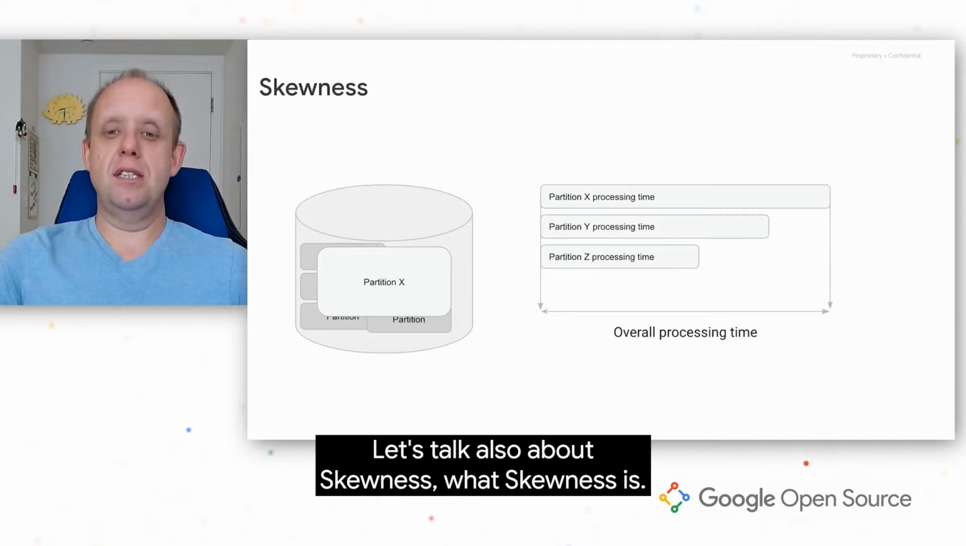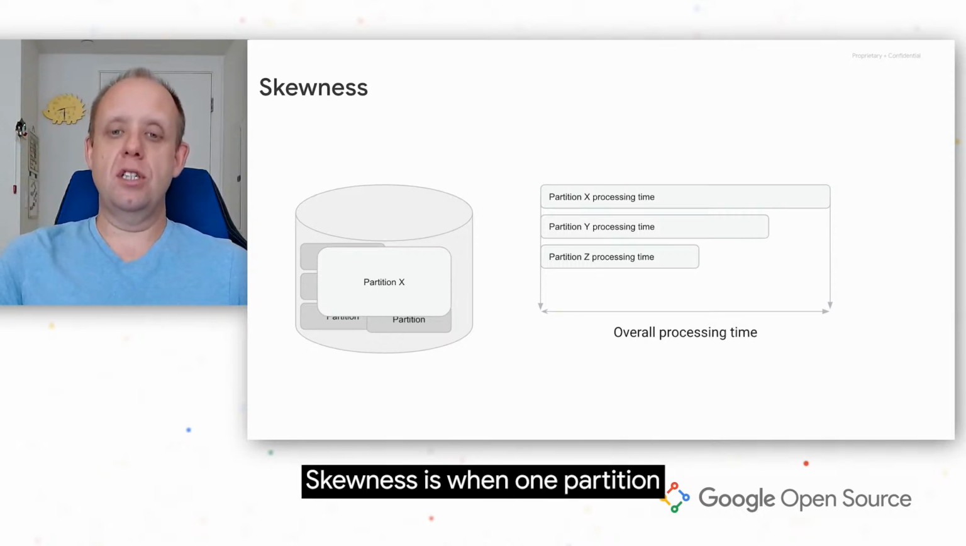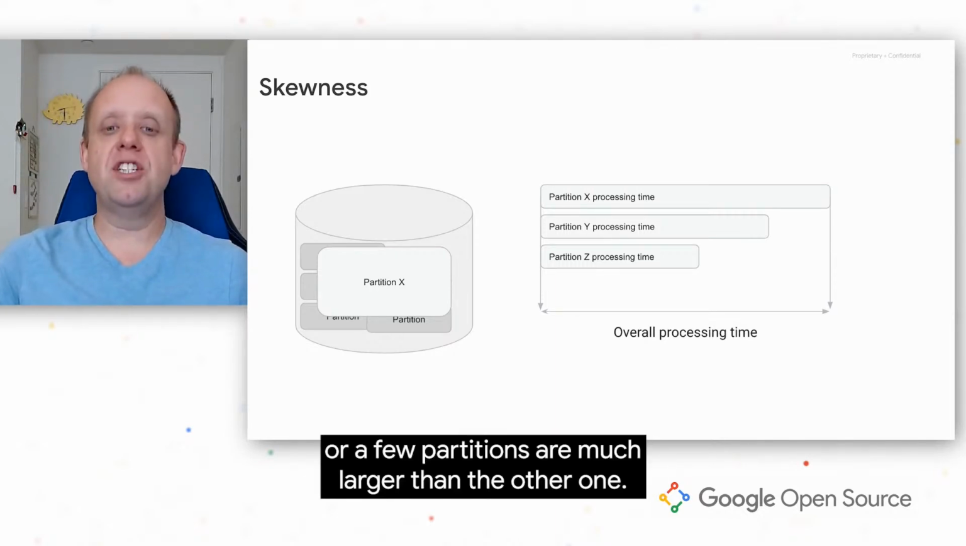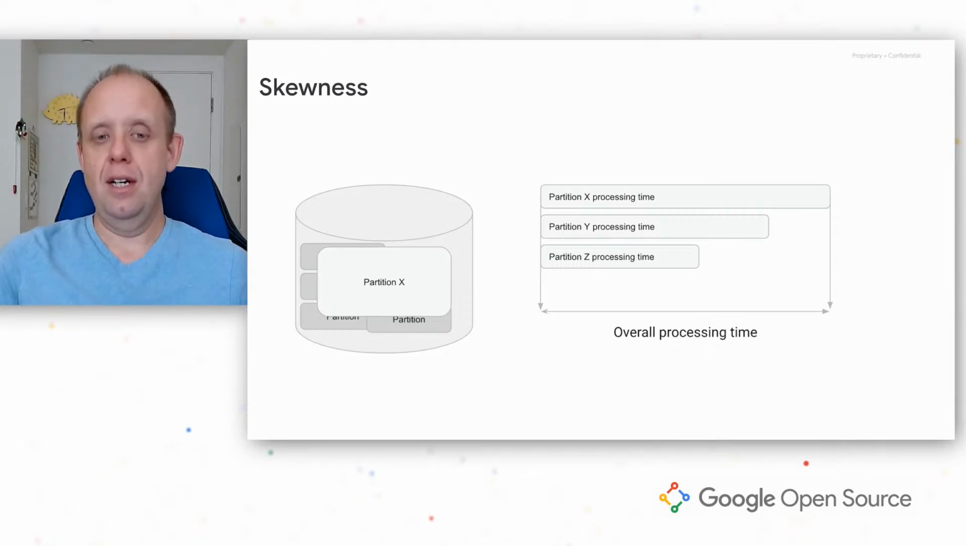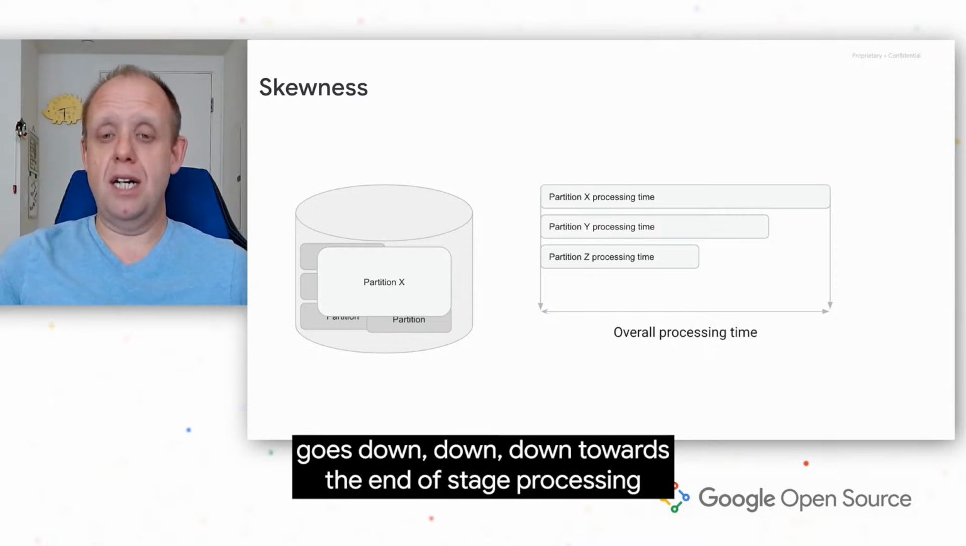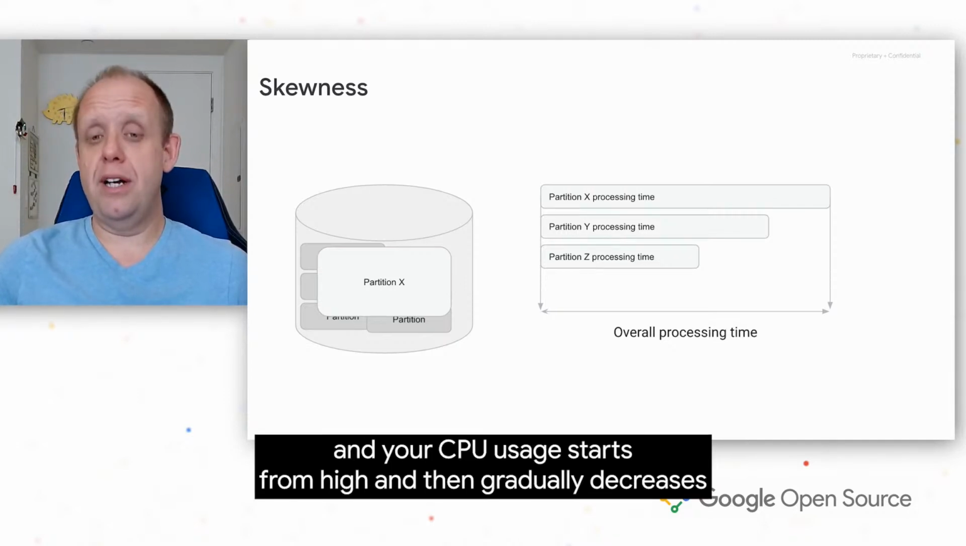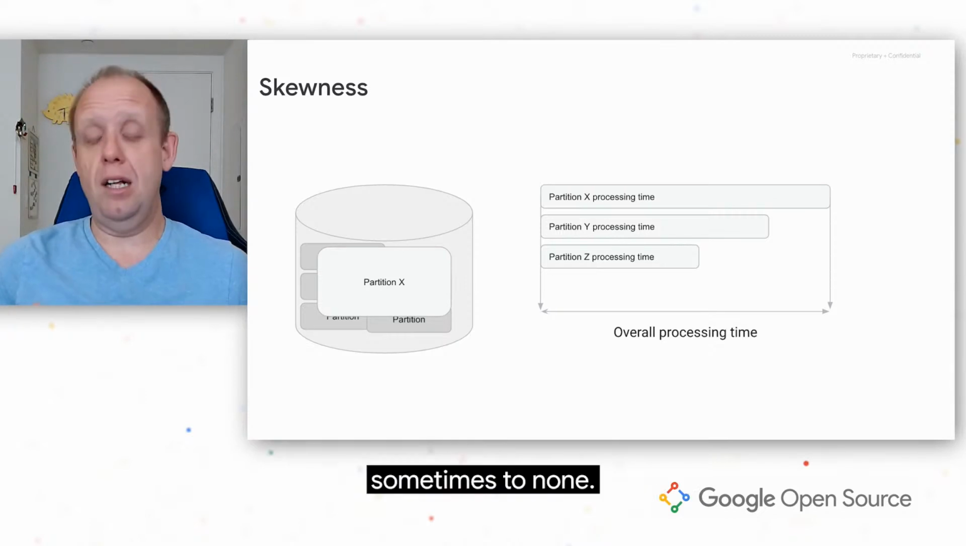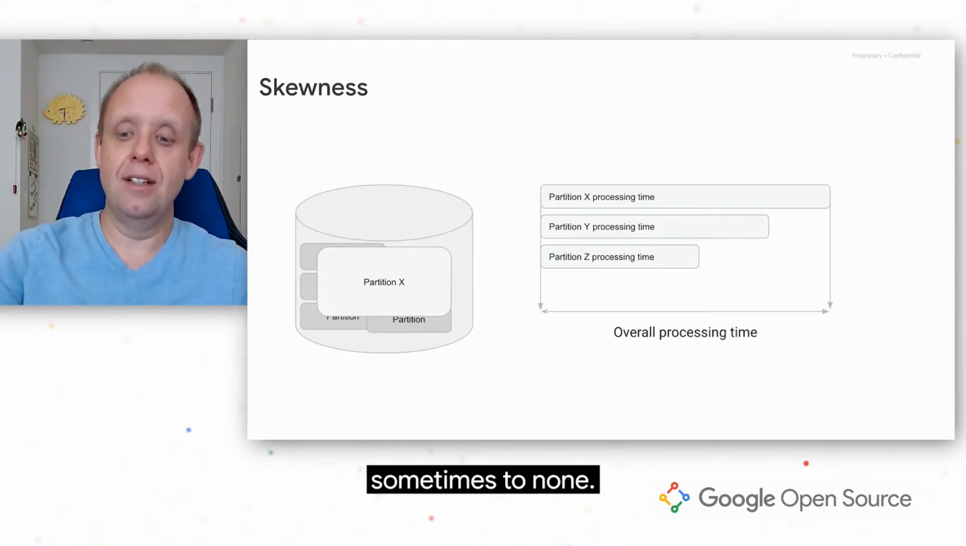Let's talk also about skewness. What the skewness is? Skewness is when one partition or few partitions is much larger than other one. And in this case, actually what you will see is that your data processing speed goes down, down, down towards the end of stage processing, and your CPU usage starts from high and then gradually decreases, sometimes often to none.